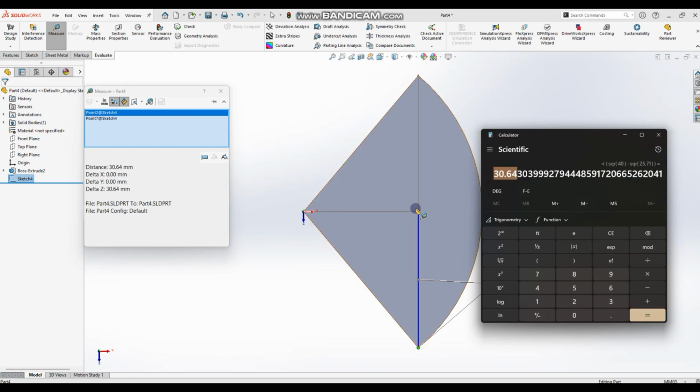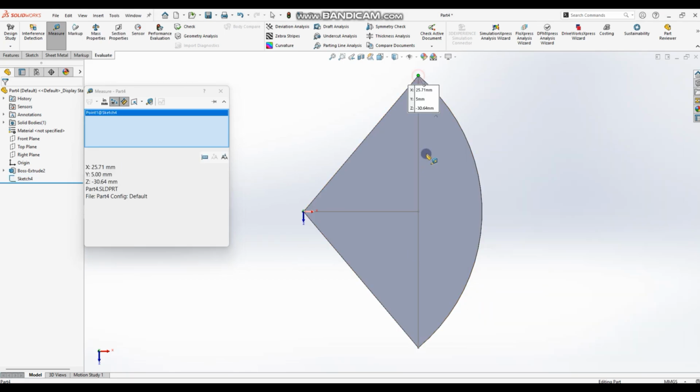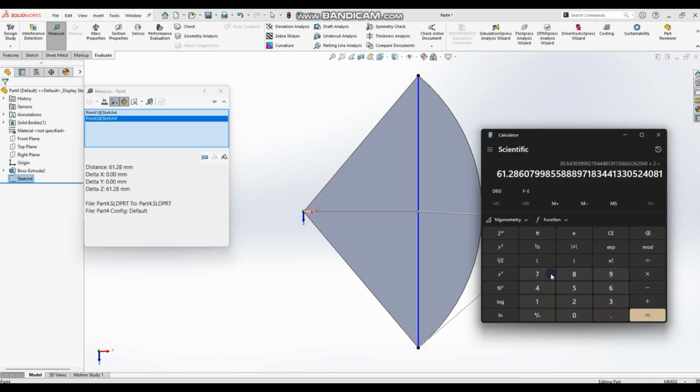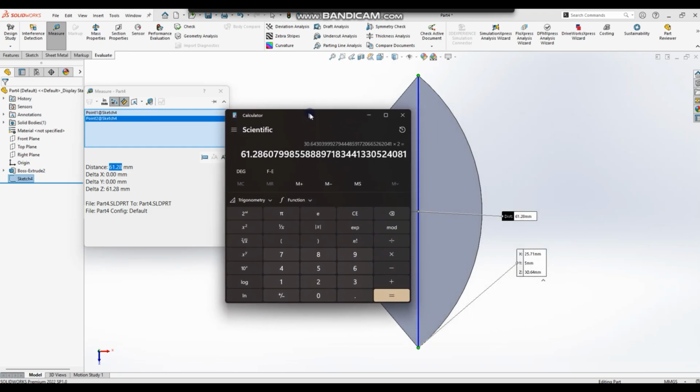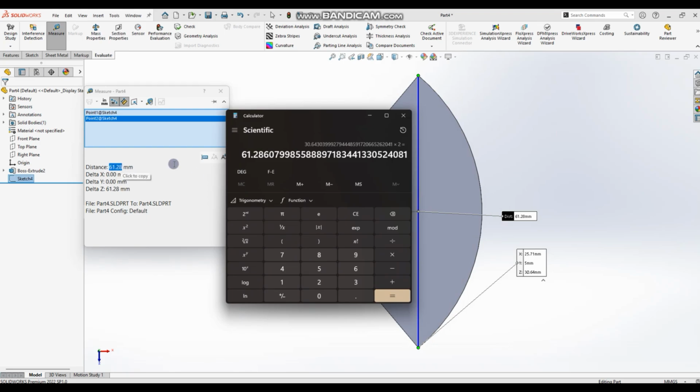We need the total chord length, so we need to multiply by 2. What we got is 61.2860. Let's see from here to here. We got the same value, 61.28 or 29 around. So in case 2 also we got the same value in CAD as well as theoretical.